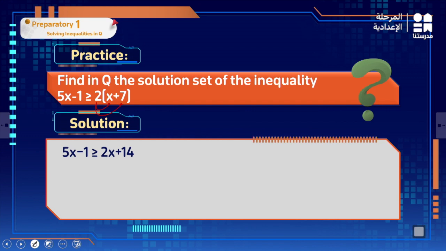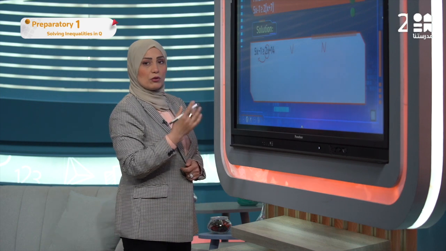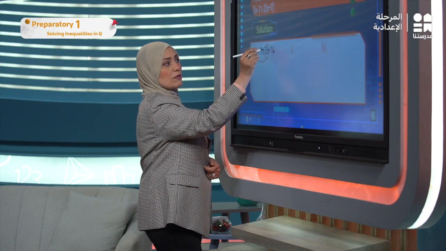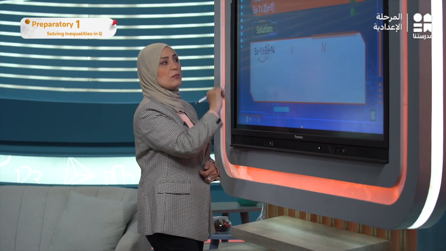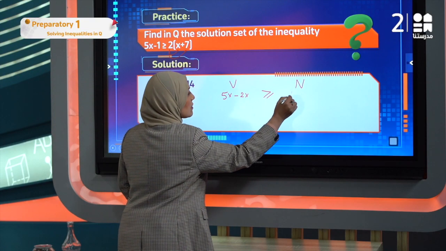Now I need to make a side for the variable and a side for the number. Why? Because I have x in the first side and x in the second side. So I'm going to move this 2x to the first side. And when you move from one side to the other side, change the sign. Here it doesn't have a sign, that means positive 2x. When I move it, it becomes negative. So the first side will be 5x minus 2x, and keep greater than or equal. Here we have 14 in this side. Keep it as it is.